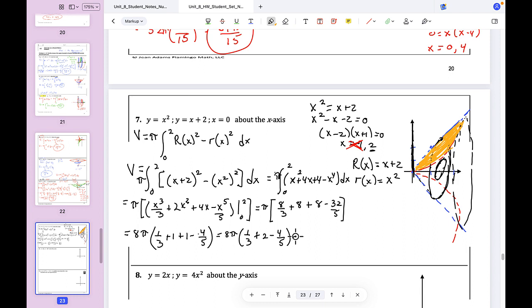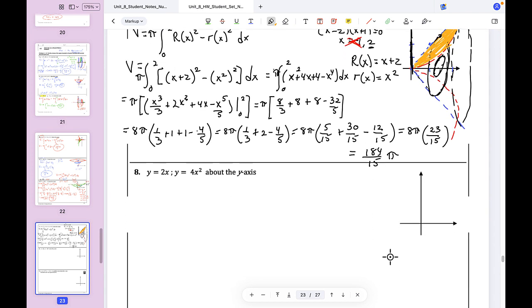Okay, so common denominator, so that's 8 pi times 5 over 15 plus 30 over 15 minus 12 over 15, which equals, let's say, 35 minus 12 is 23 over 15, right? 8 pi times 23 over 15, which equals 184 over 15 pi. Okay?